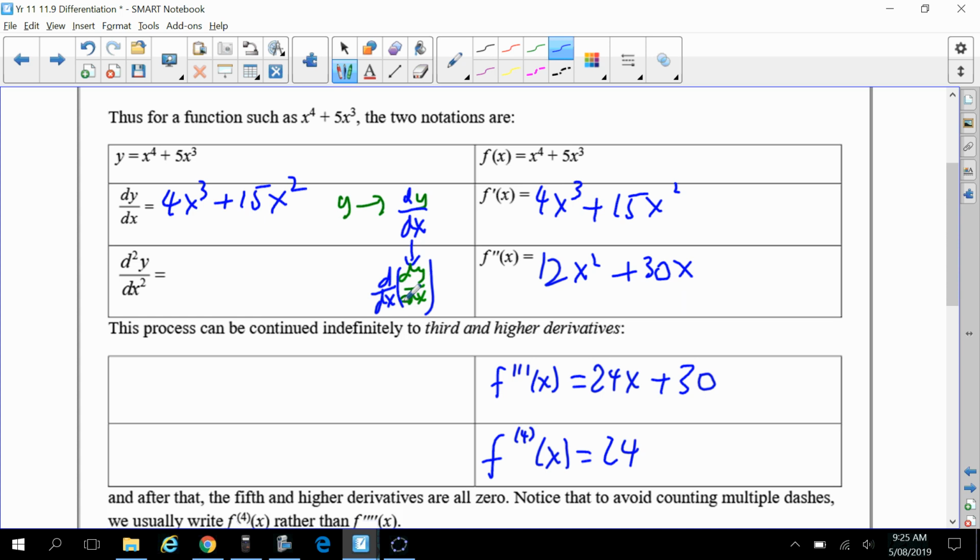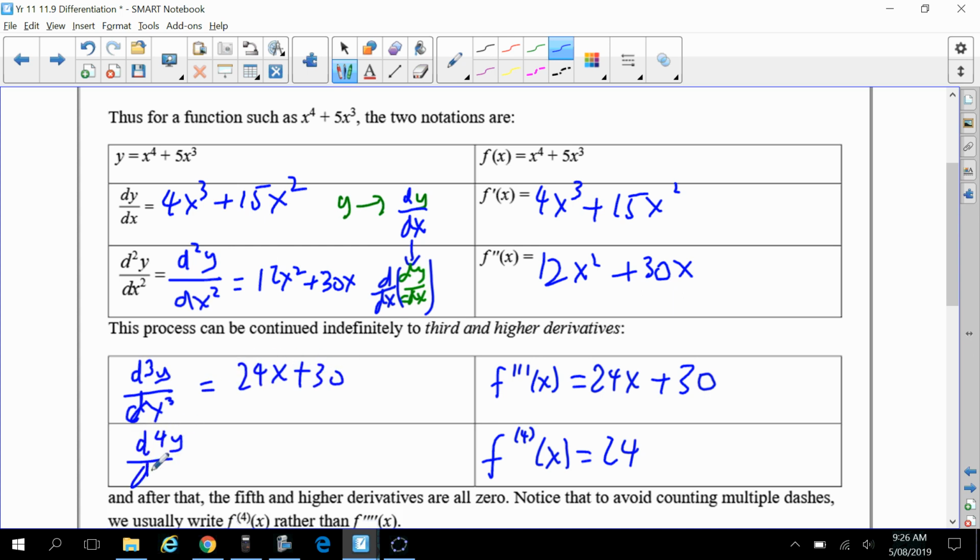So d on dx on this thing, which becomes, see the d got doubled, so d squared. And then we don't write the bracket dx, we just write dx squared, if that makes sense. So we don't use the bracket, that's where that comes from. So if I want to get to the third derivative, actually before I do that, you get 12x squared plus 30x. If I get to the third derivative, you get the d³y dx cubed. Got the idea? 24x plus 30, and one more, the d⁴y dx power 4.